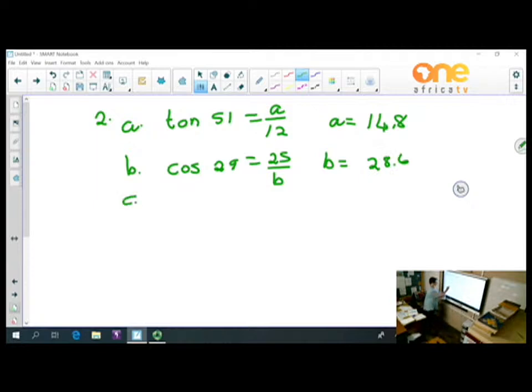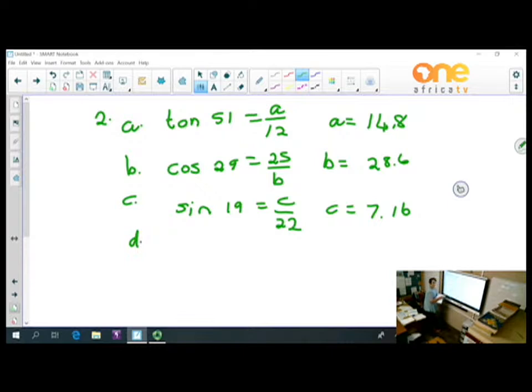Number C. Which function? Sine. So sine 19 is equal to C over 22. Which method? Top times. So it's 22 times sine 19. Just want to see if it makes a difference. So C is then 7.16.